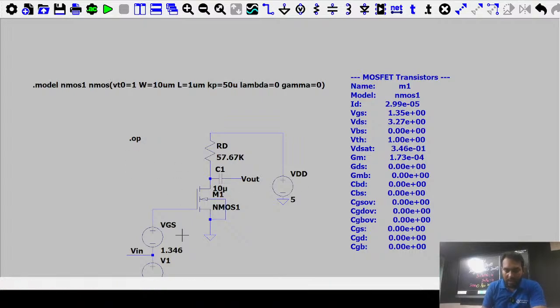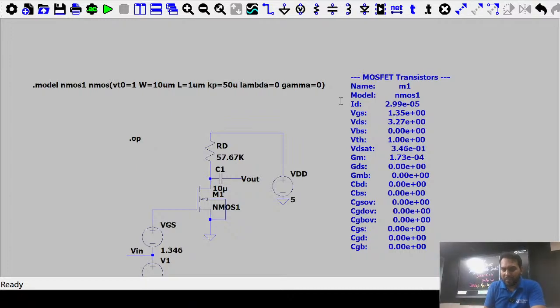So for this type of analysis, you go for a transient analysis, because you want the input waveform to change by 10 millivolt, and see what will happen at the output side. So I am going for transient analysis here. I am not going for DC analysis here. I am going for transient analysis, and the frequency is 5k.